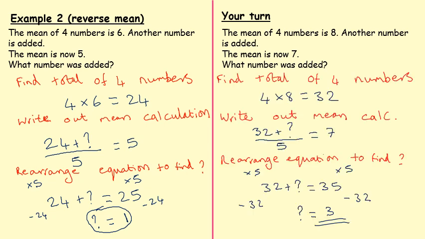And you should end up with this answer here, okay? So you find the total of the 4 numbers, which is 32, and you write out your mean calculation, which is 32 plus something, divided by 5, because we now have 5 numbers, because this additional number has been added, and our new mean on the right-hand side, which equals 7, and then we're just rearranging that equation. So we're timesing both sides by 5 to clear that fraction, and we're taking away 32 from both sides to get an answer of our missing number being 3.